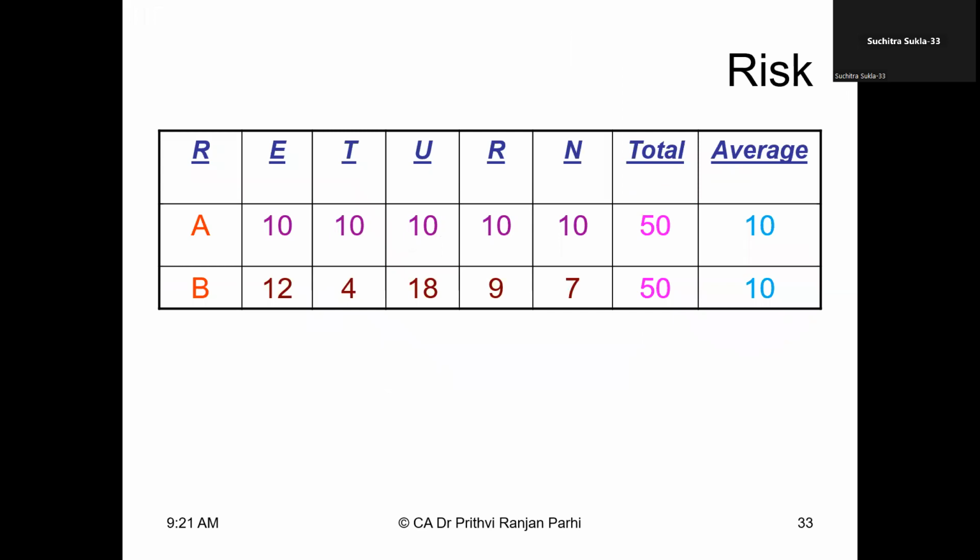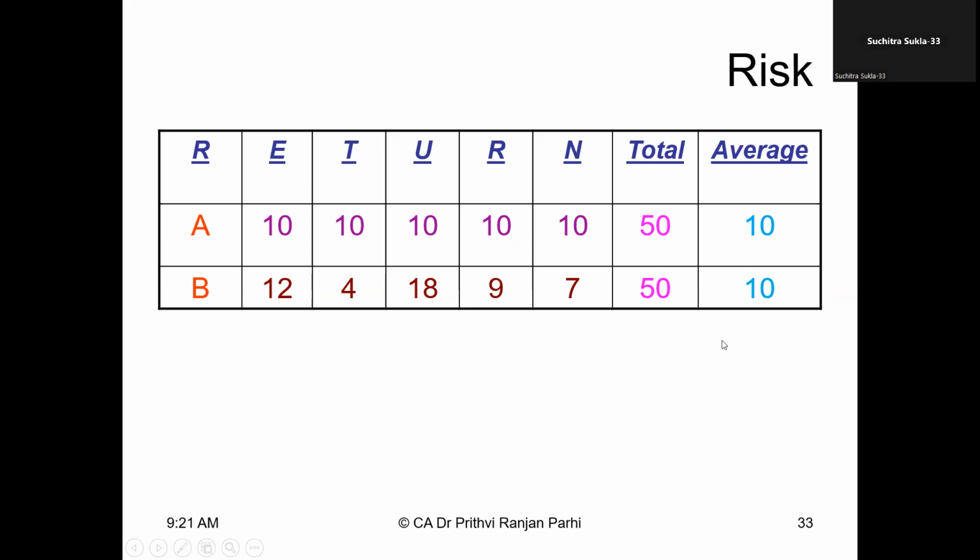In a previous session, I was showing you this particular table where, as shown, there are two projects, project A and project B. Project A is giving return like this: 10, 10, 10, 10, 10 in the coming 5 years. Let us say every year it will give 10 return. So total return will be 50 and average return will be 10. Whereas in project B, return may fluctuate. One year it may be 12, next year 4, next year 18, next year 9, then 7. Even so, total return is the same, and average return is 10.